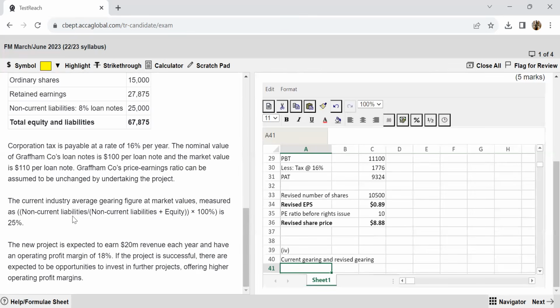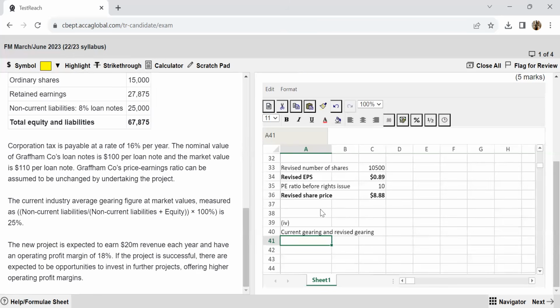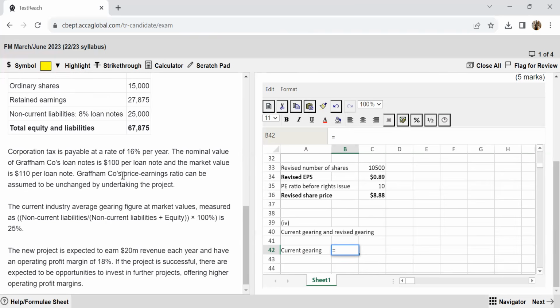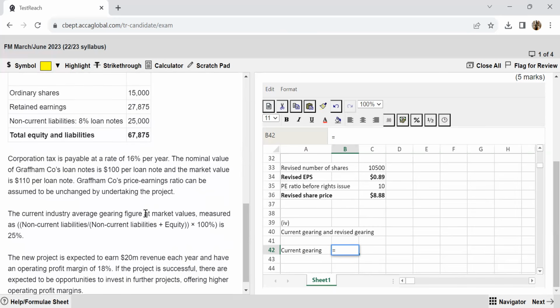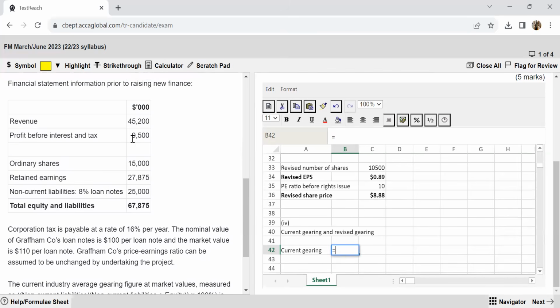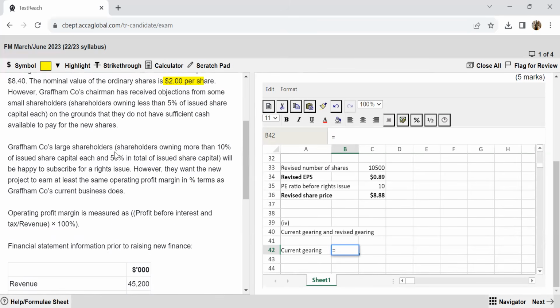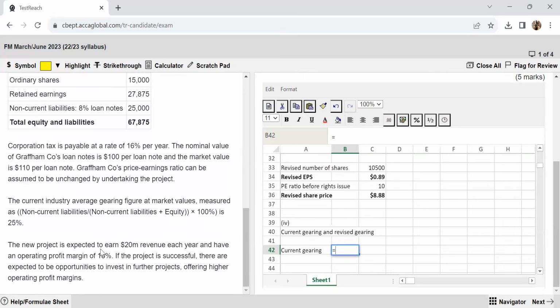It is non-current liabilities divided by non-current liabilities plus equity multiplied by 100 to convert it into a percentage. So for my current gearing, first of all, let me get the values that are required in the formula. So before the rights issue, we do have non-current liabilities of 25 million, and then we also have equity. Equity is, we have to base it on market values, right? So for this also, for your non-current liabilities, we have loan notes.